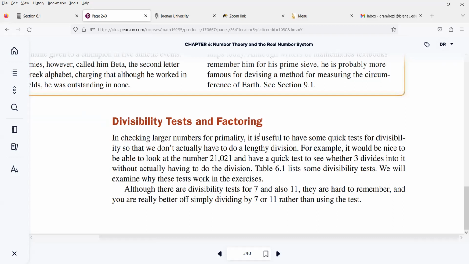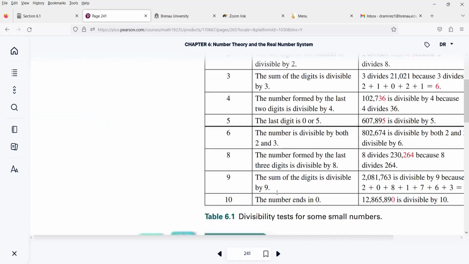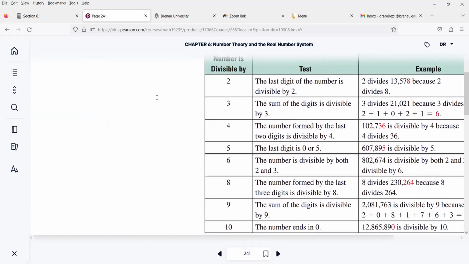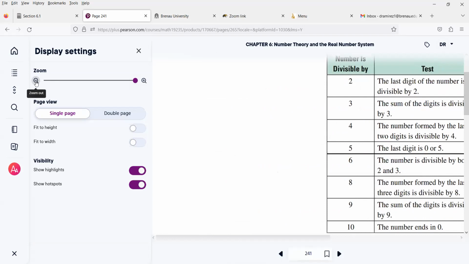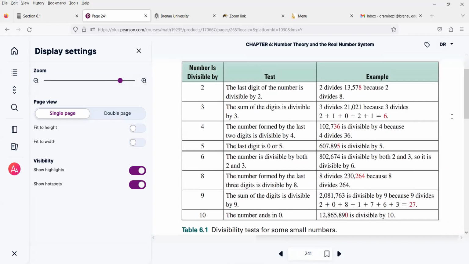Although there are divisibility tests for 7 and also 11, they are hard to remember, and you are really better off simply dividing by 7 rather than using the test. So I'm just going to read the divisibility tests. I'm going to zoom out just a little bit. Okay, so a number is divisible by 2 if the last digit of the number is divisible by 2. In other words, if the number is an even number.